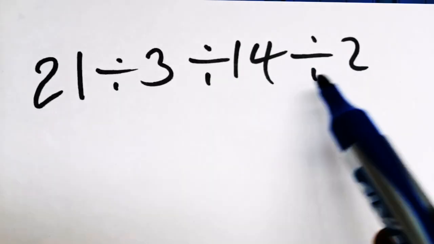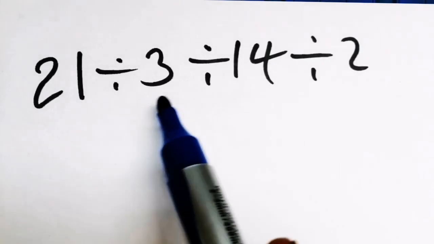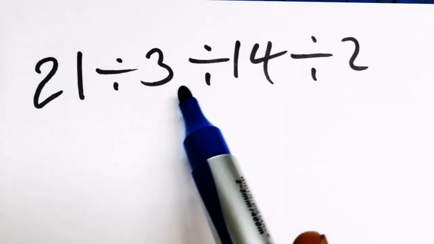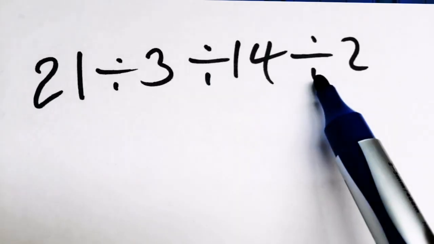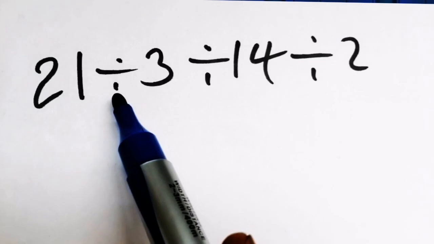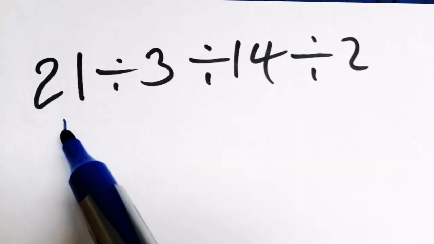is more than one operation in the expression or in the problem, we need to do from left to right. Okay, so in this expression we have to do this division first, next this division, and finally this division. Okay, if we do this division or this division before this division, it is wrong. So we have to do this one first.